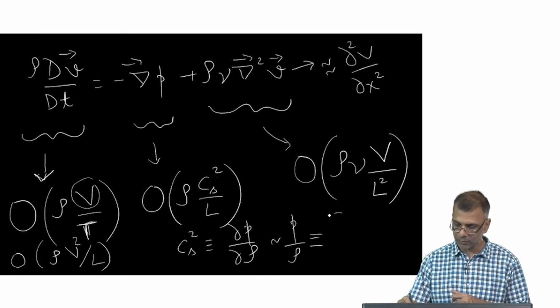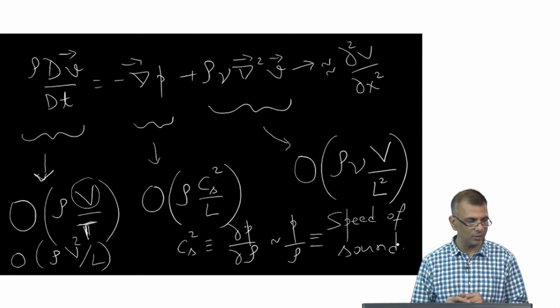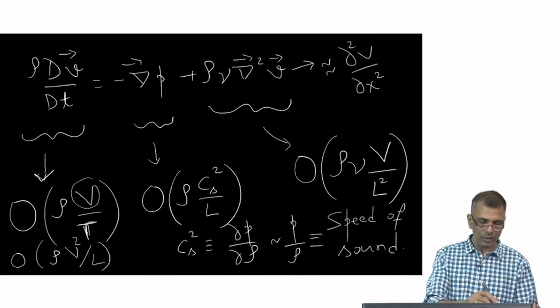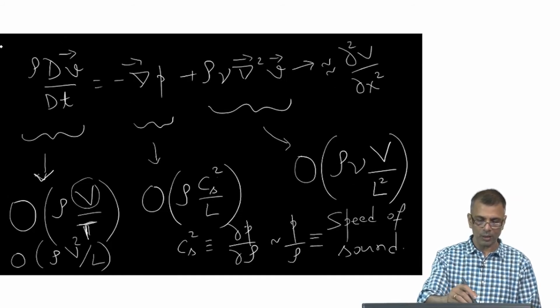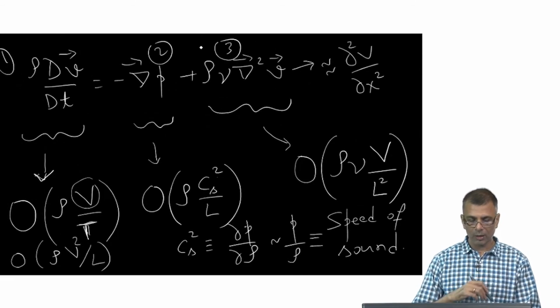This is the speed of sound. We will discuss this in great detail as we go along, but for now I have just introduced it this way. Let us now, so this would be term 1, term 2 and term 3. So now the ratio of term 1 to term 2.